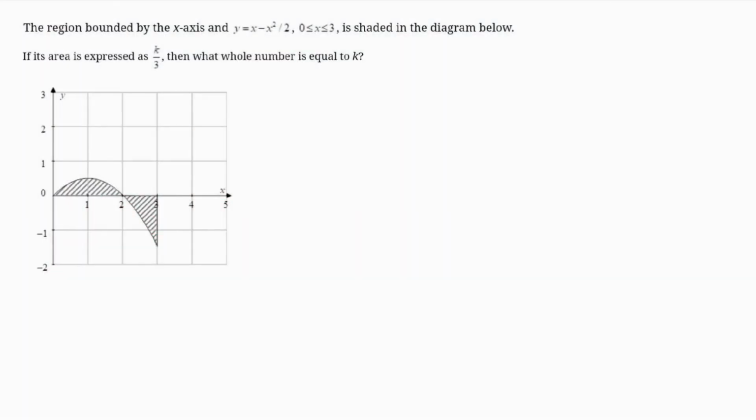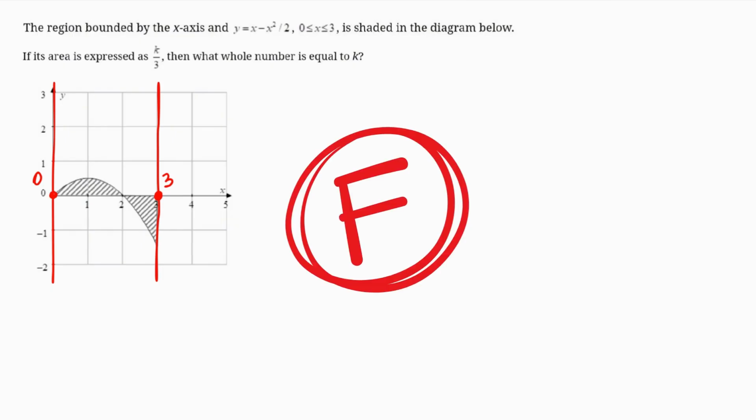Most students see this problem and immediately think the answer is 0. Why? Because they forget one golden rule of calculus. Area is always positive. If you just integrate from 0 to 3, you are going to fail the test. Let's solve for k the right way.